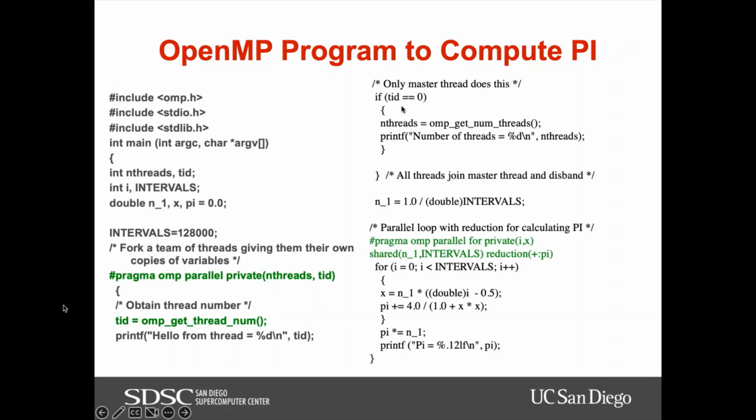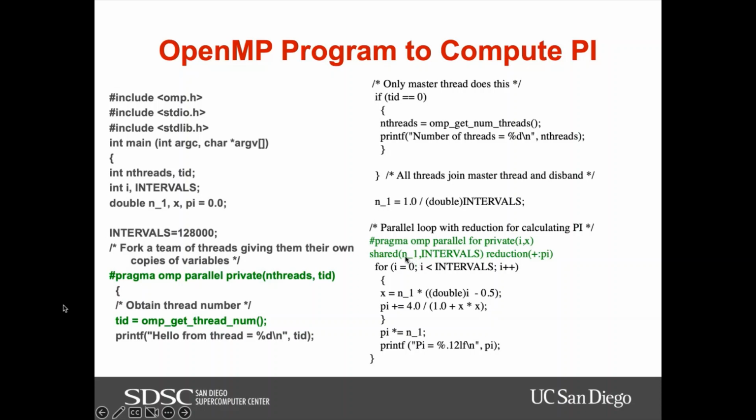And if it's thread number 0, I also run n_threads equals omp_get_num_threads and print it out. So we just get the number of threads and the thread ID. That's a simple part of just identifying how many threads we have. But then there is the piece that basically does the integral. So it's 4 over 1 plus x squared that we are integrating.